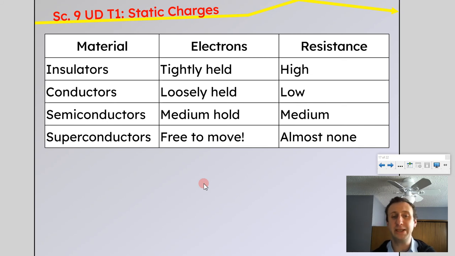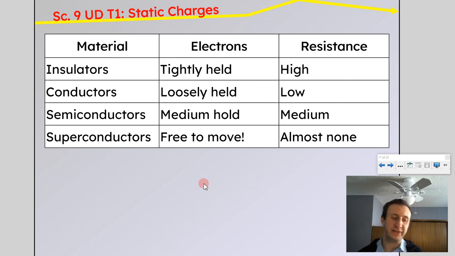Semiconductors are a medium hold, and they have a medium resistance to movement. So electrons can move with enough current going through, but not as easily as in conductors, and easier than in insulators, somewhere in between. In superconductors, electrons are free to move anywhere, and there's no resistance at all to current moving through it.